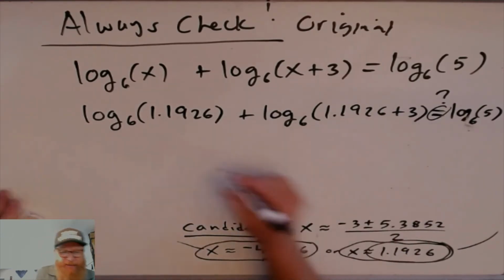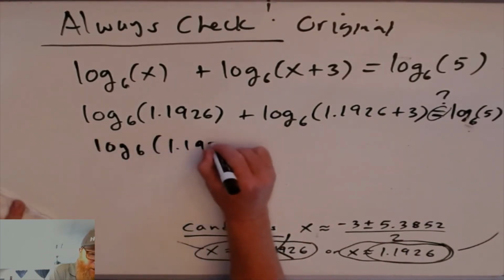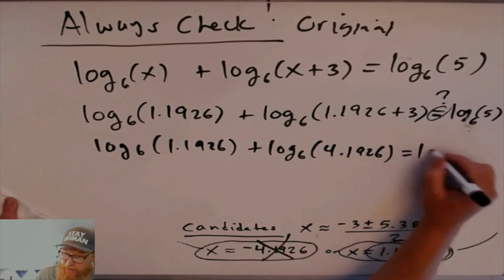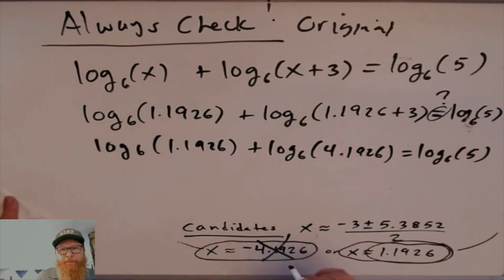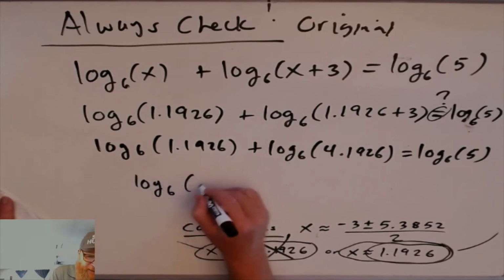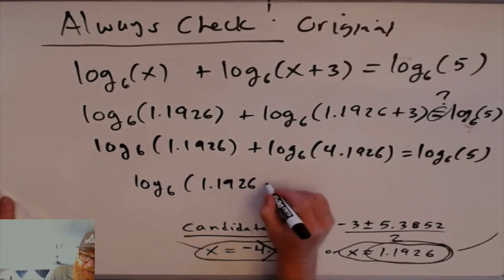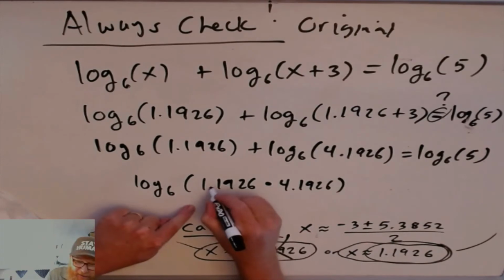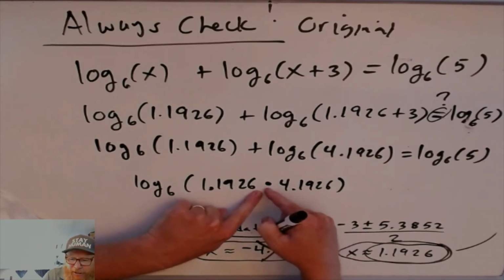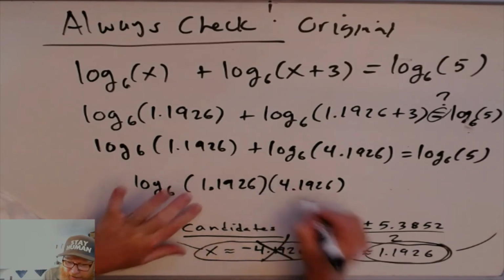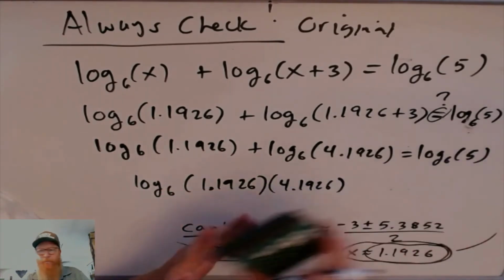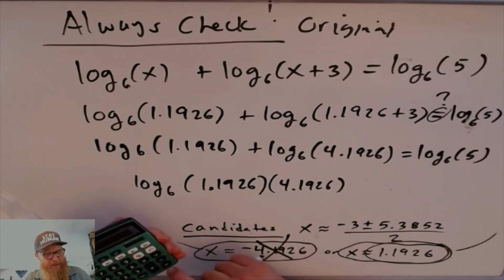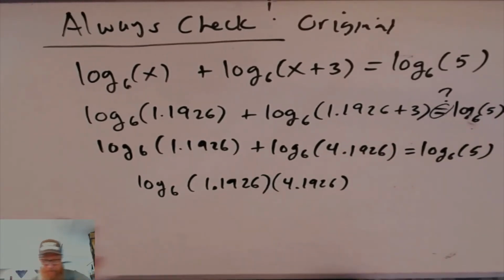Okay, so let's combine these together. This would be log 6 of 1.1926 plus log 6 of 4.1926 equals log base 6 of 5. And so this would equal log base 6 of 1.1926 times 4.1926. Now you got to be careful here. These are decimal points, and this is multiplication. So sometimes when that happens, I like to just switch to parentheses so it's clear. 1.1926 times 4.1926. And what do you know? You get 5.